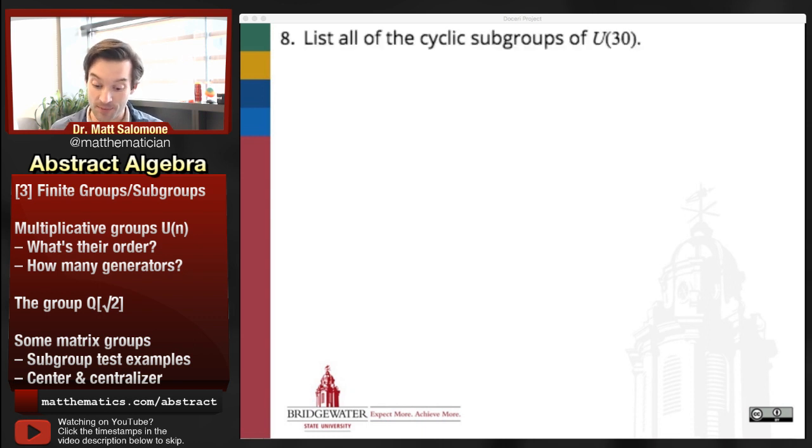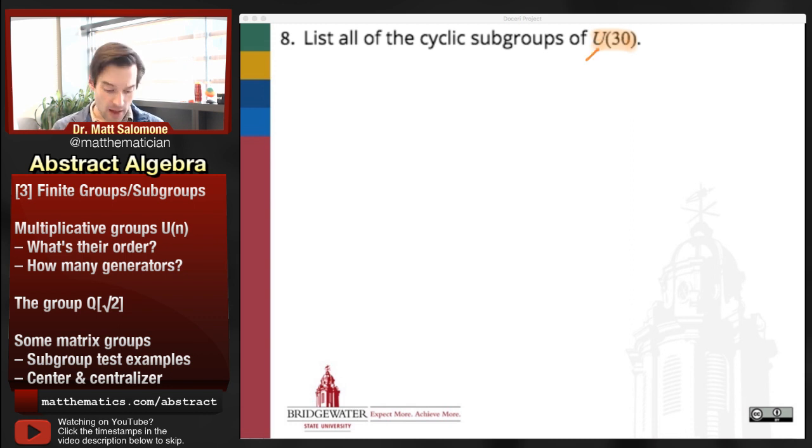This is question number 8 from chapter 3, which asks us to list all of the cyclic subgroups of the group U30. So, of course, the first thing we need to do is decide for ourselves, what does U30 actually mean? So, good news and bad news.